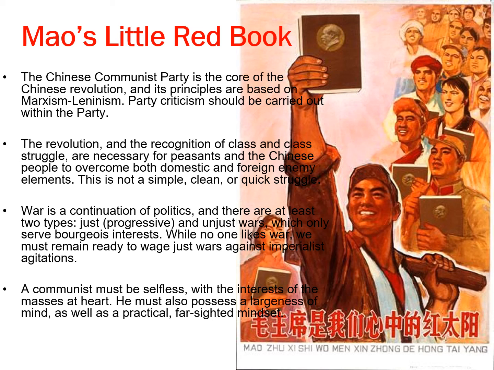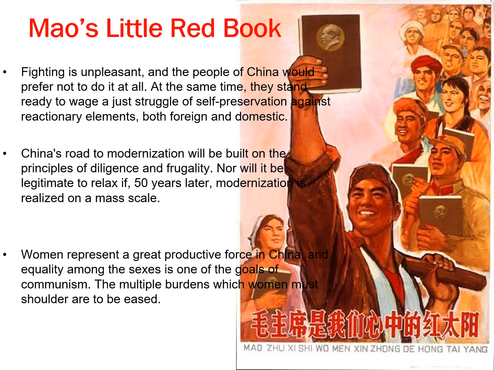There's really a lot of Orwell's writings here, while at the same time a communist must be selfless with the interests of the masses at heart, and the communist must present largeness of mind by practical farsight. This is everything that Mao talked about in his Little Red Book. If once again you pause the video to explore, you can see a lot of propaganda elements that we studied early on in this course that are being shown in this poster.